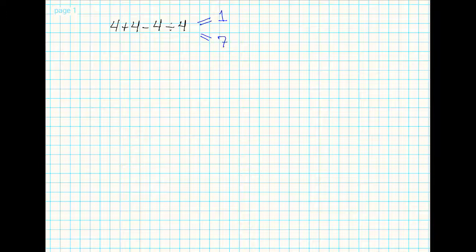So one way that I could see, and it might not be the only way, if you were to go strictly from left to right, 4 plus 4 is 8, and then we do 8 minus 4 is 4, and then take 4 divided by 4. That would be 1. So that's one way to get 1 out of that expression. That would be working from left to right.